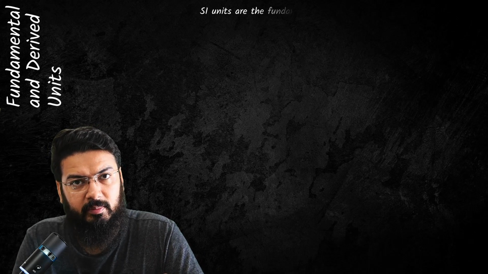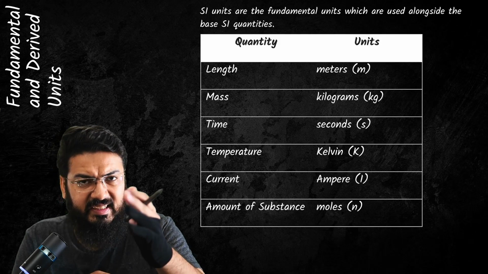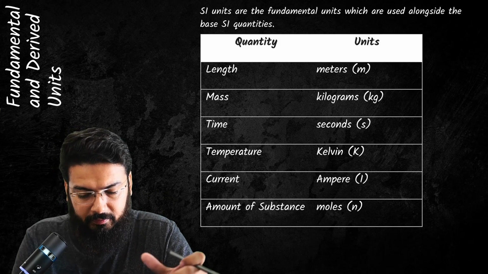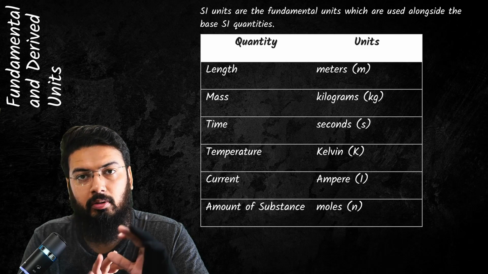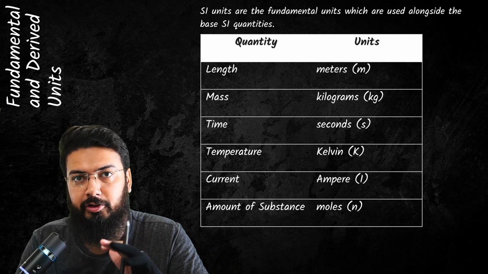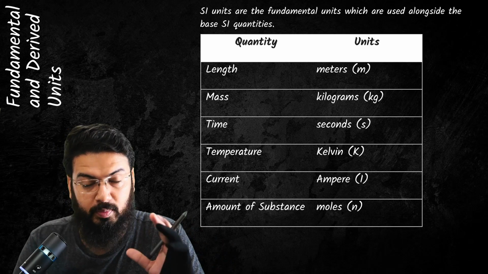Now we broadly divide our physical quantities into two categories. One is fundamental quantities and the other is derived quantities. Let's take a look at fundamental quantities first. There are 6 fundamental quantities in front of you. These fundamental quantities have SI units. Both the quantities and their units you need to remember. All right, so that's very important.